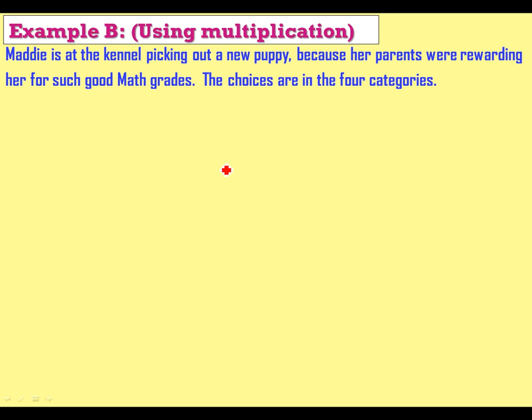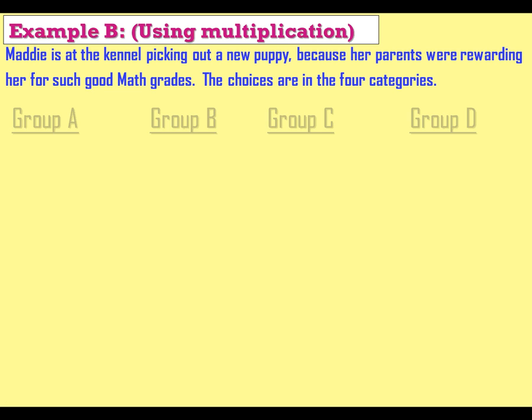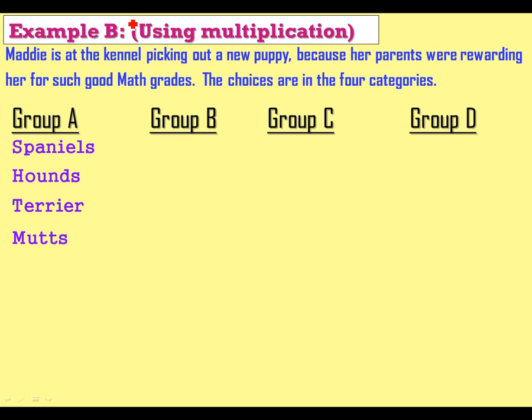So here's the question. Maddie's at the kennel. She's picking out a new puppy because she's getting a reward. The choices are in 4 categories. So she's got a lot of choices to make. We're going to put them into groups. Group A, B, C, and D. So in Group A, she has 4 different kinds of dogs. Spaniels, Hounds, Terriers, and we all love mutts.